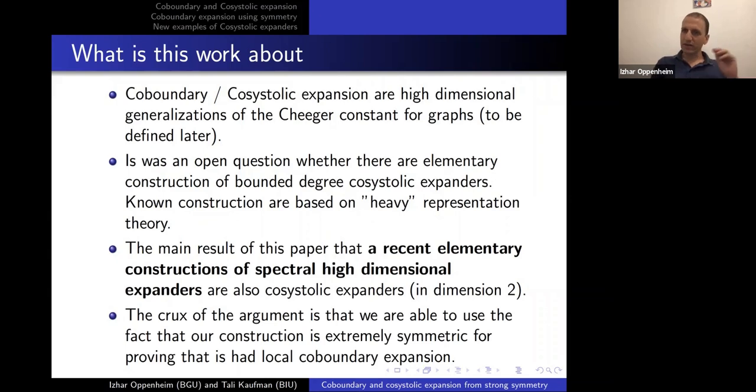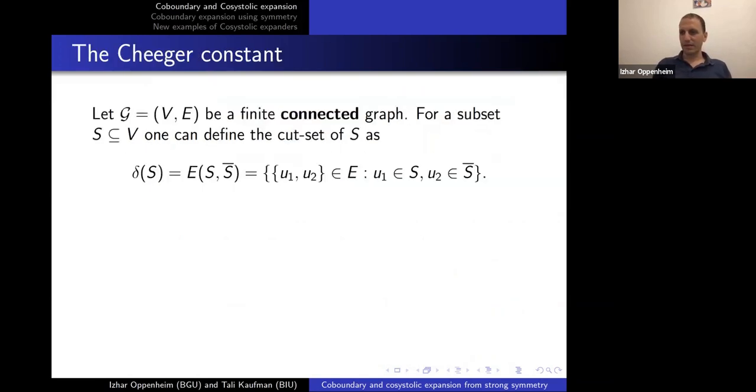One of the important points in the argument is that our construction is highly symmetric, and we are able to exploit this symmetry in order to deduce this bound on these high-dimensional Cheeger constants. And let me give the definition. So let's start with the classical thing.